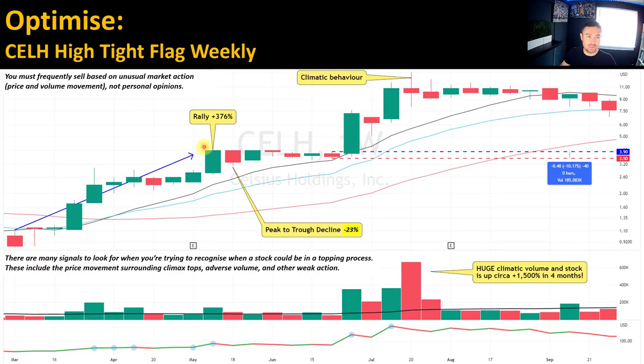So this here is Celsius. It's a high tight flag. Powerful move up here. The rally is 376%. Peak to trough pullback is 23%. Look at the tightness coming through. Look how the volume dries up. But then it's about understanding climactic behavior.